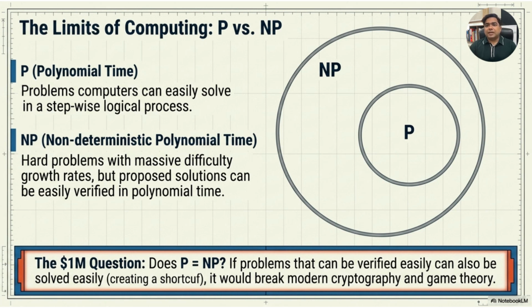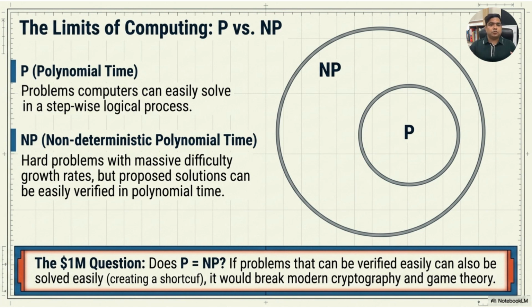Now, let us understand NP. NP stands for non deterministic polynomial time. These problems may be very difficult to solve, but if someone gives us a proposed solution, we can verify that solution efficiently. So the difference is this: P means the problem can be solved efficiently, NP means the answer can be checked efficiently. The big question is: does P equal NP?